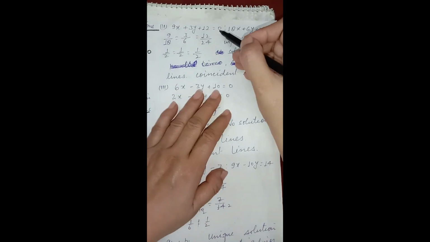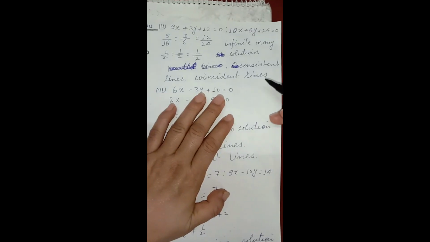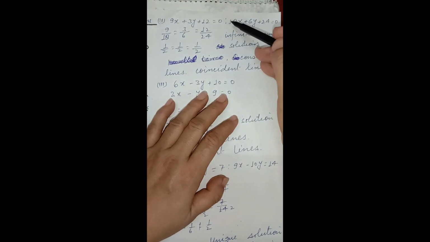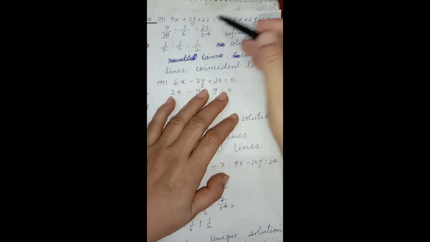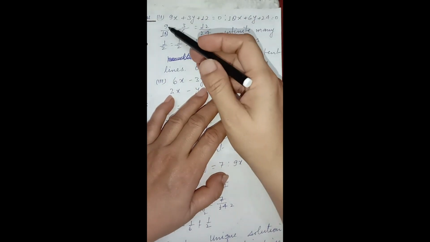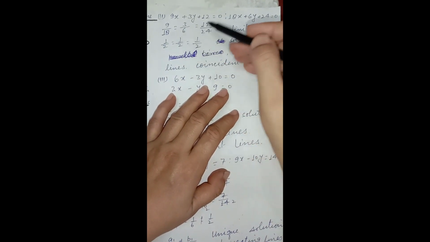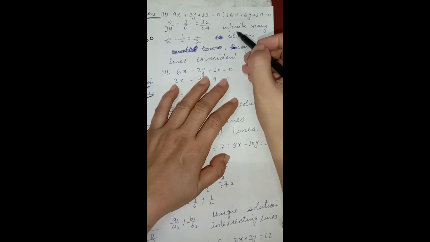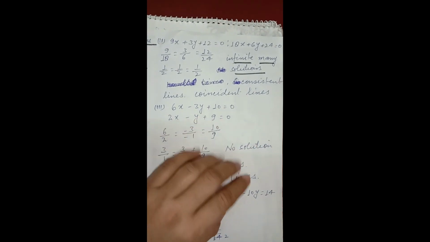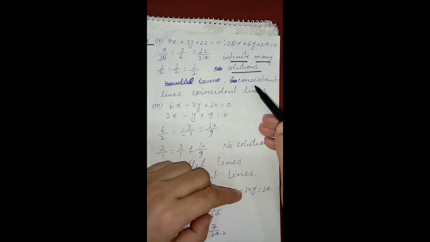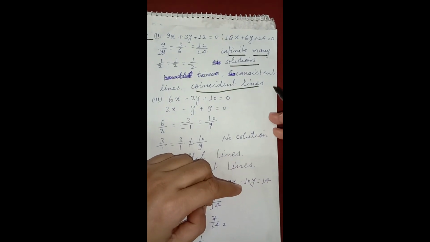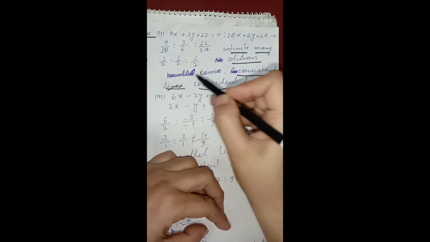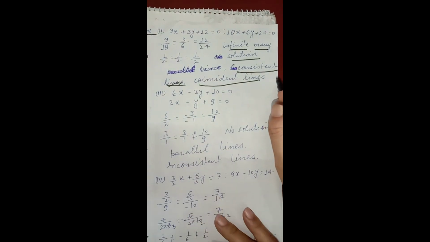Now the next is 9x plus 3y plus 12 equals to 0, and the second equation is 18x plus 6y plus 24 is 0. Again we will find the ratio: 9 upon 18 is 1 by 2, 3 upon 6 is 1 by 2, 12 upon 24 is 1 by 2. So all these ratios are equal. In that case, we will have infinite many solutions. The lines are coincident, means they will overlap each other, and the system will be consistent system. Clear?